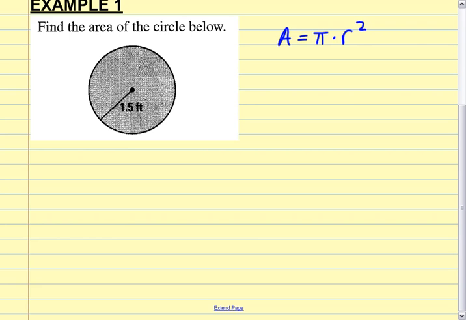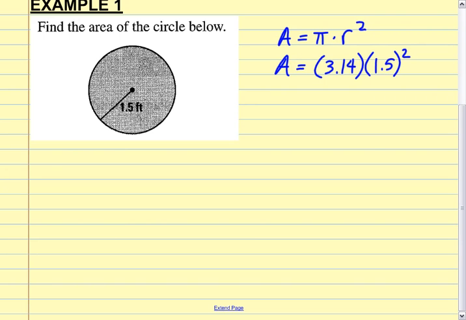Okay. Now, let's fill in the values that we know. Rowan, do I know the value for A? No, that's what I'm looking for in this one. Do I know the value that I'm going to use for pi? What is it? 3.14. Okay? Rowan, do I know the value for the radius? Yes, I do. What is it? 1.5. Now, I'm not going to put the units in there, because that'll just get in my way. But I know the units for my answer is going to be feet squared, right? Because it's an area. So it's always going to be square units.